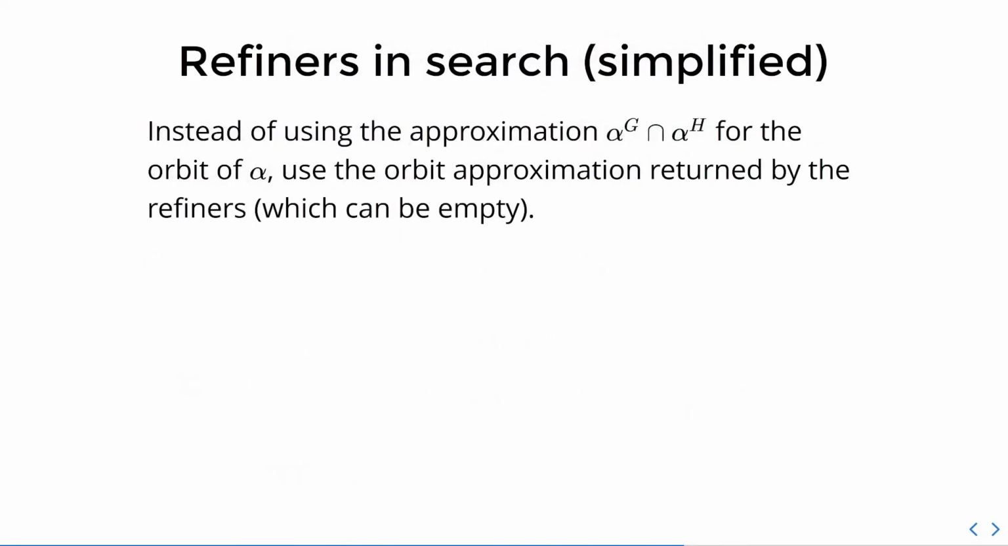And now, instead of using the approximation of, well, we just take the orbit in alpha of G and the orbit in alpha of H. Remember, way back when we were searching, we would take a point and we'd take where it maps to in G and where it maps to in H. We can use the orbit approximation returned by the refiner. So we take the refiner for G, the refiner for H. We let them find an approximation for the orbit of alpha, and the orbit of alpha will be things with the same colour as alpha. That's places alpha can map to.